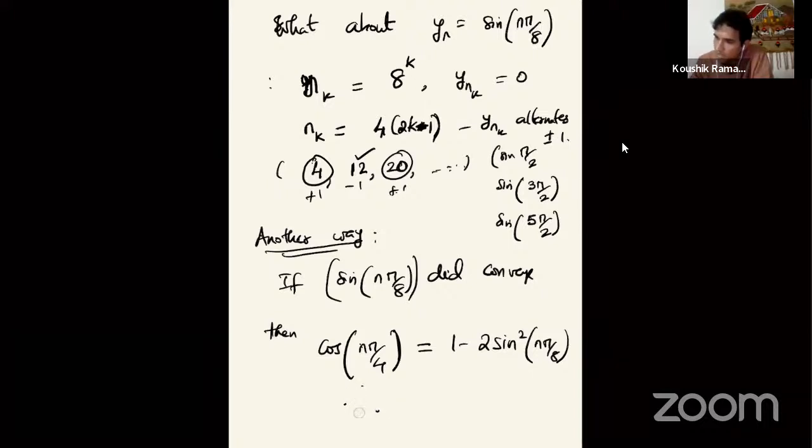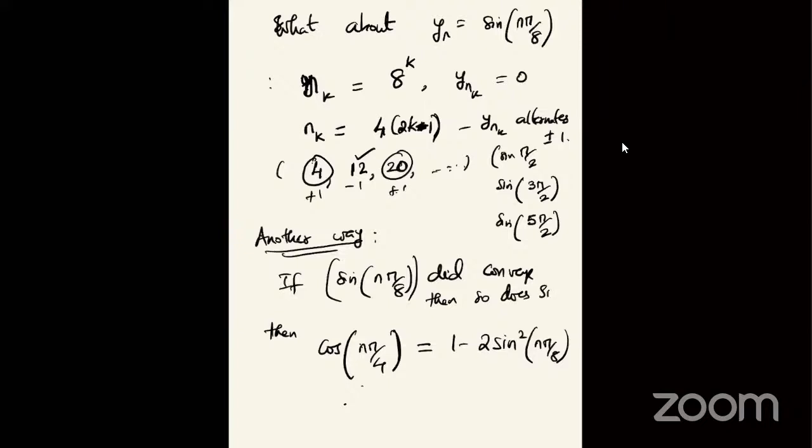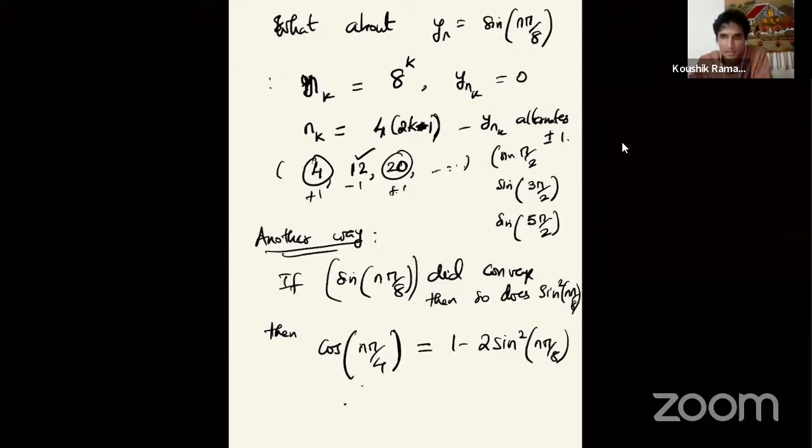So if sine n pi by 8 did converge, then so does sine squared n pi by 8. We did this algebra of limits: if 2 sequences converge, then their product also converges. Then if sine squared n pi by 8 converges, then 2 times sine squared n pi by 8 also converges to some limit. So this will mean that, hence, cosine of n pi by 4 will converge.